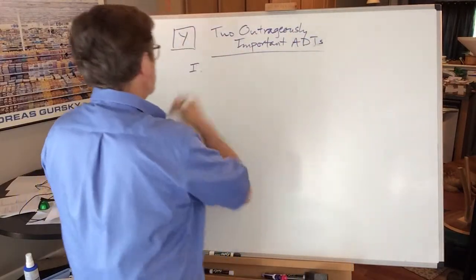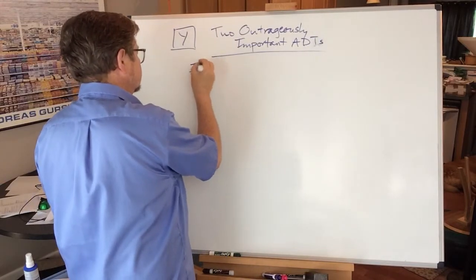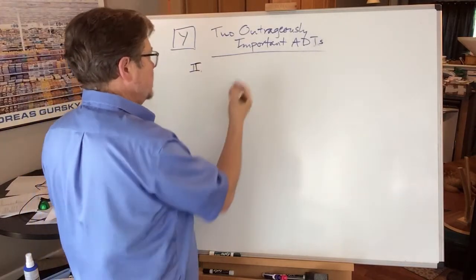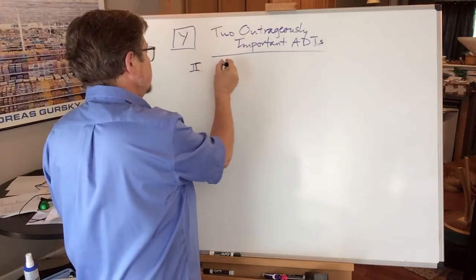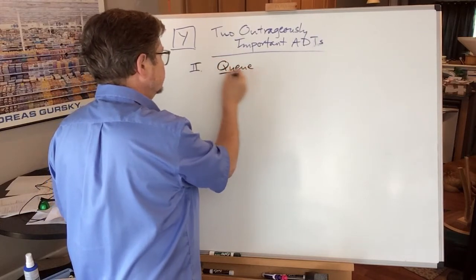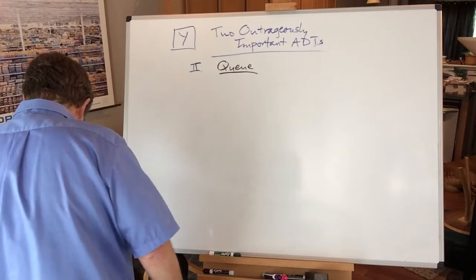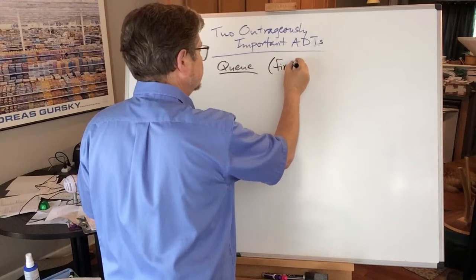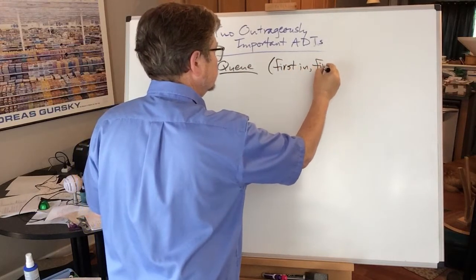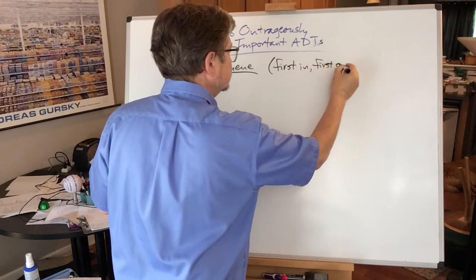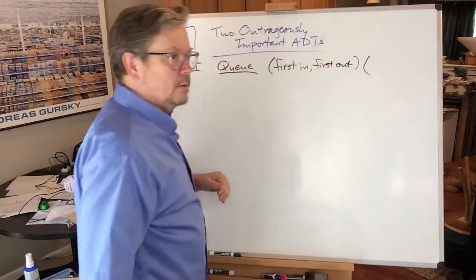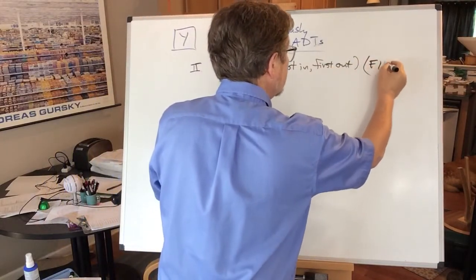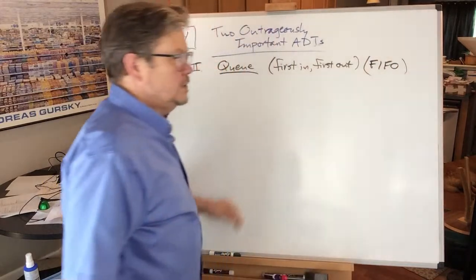Moving on. Roman numeral 2. Companion. They're almost like cousins or something. The other outrageously important data type is called a queue. A queue is first in, first out. And it's also got its acronym that people sling around in the computing industry. This is a FIFO, F-I-F-O. You might have even seen that before.